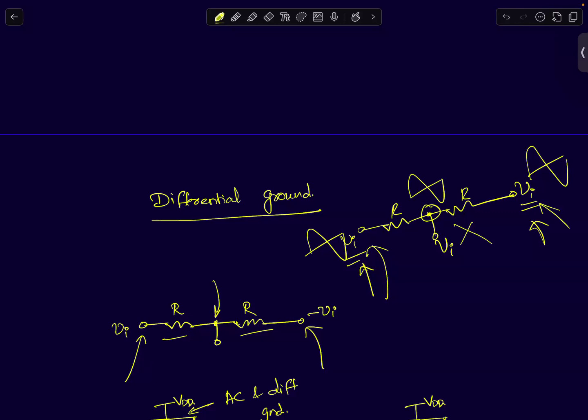But if I apply differential signals, if I apply plus VI and minus VI, only when you apply differential signals, this node goes to ground. This node is at 0 volts. It doesn't change at all. So this third ground is what you call the differential ground. And this you will encounter in differential amplifiers.